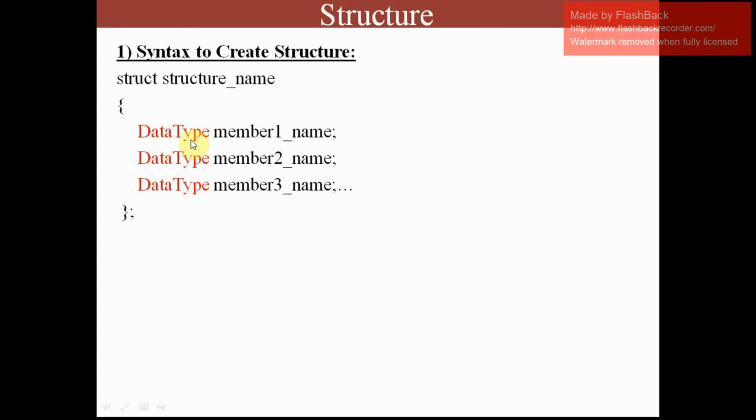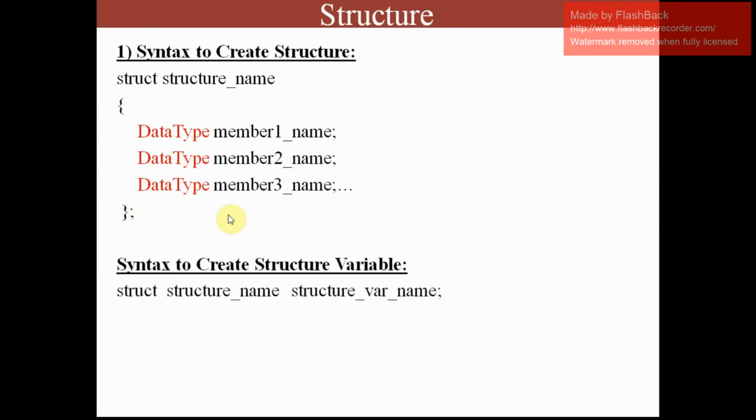First, we have to give the data type. Then we have to give the member name. Example: char student name, int register number, int marks. Like that we can create the necessary members. Then we have to close the structure. Then we have to give the semicolon. This is the way to create the structure.